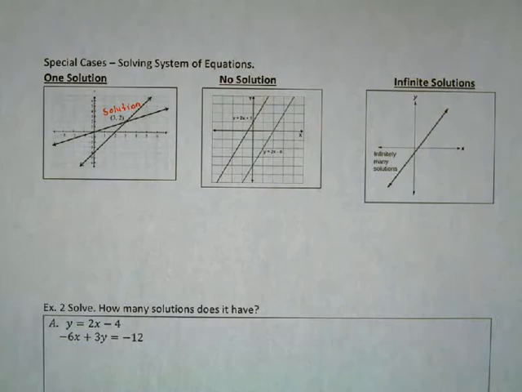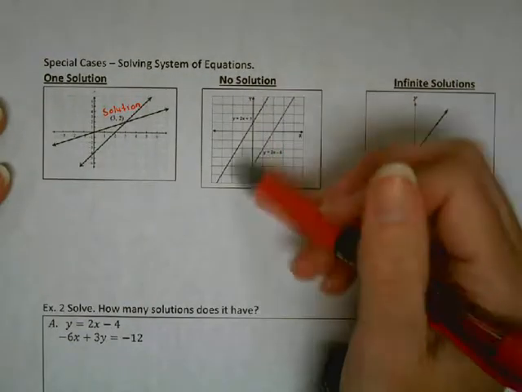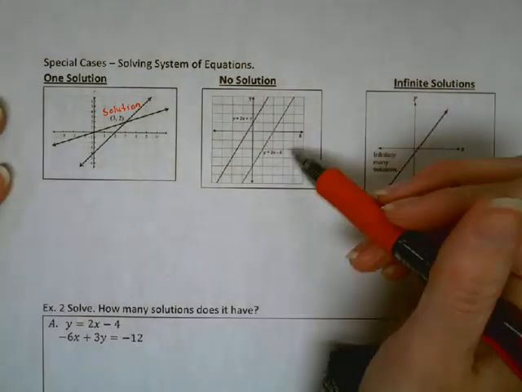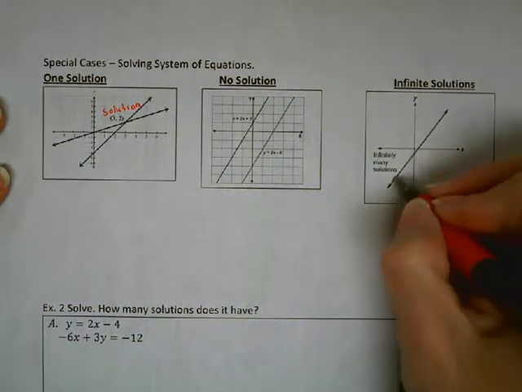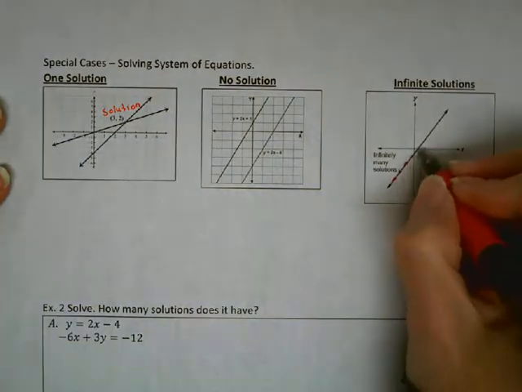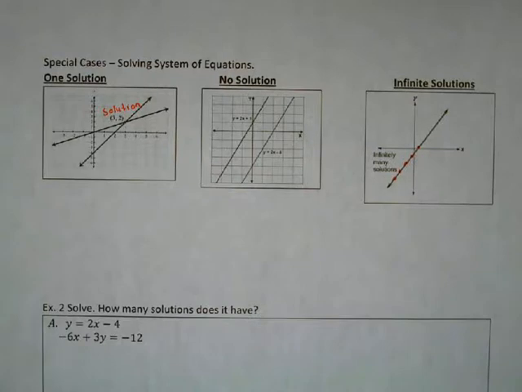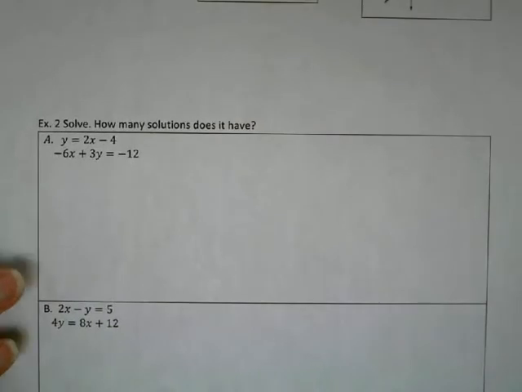This one, parallel lines never meet, so they have no solution. And this one, when they have infinitely the same number of points, every point exactly the same, the two lines overlap, that's infinite solution. You can tell by these problems they look the same as the other ones. So we're going to solve by substitution.